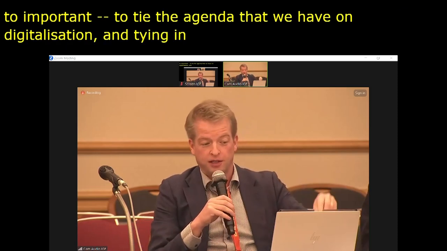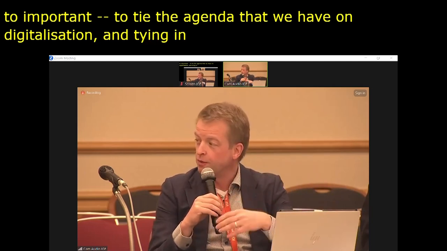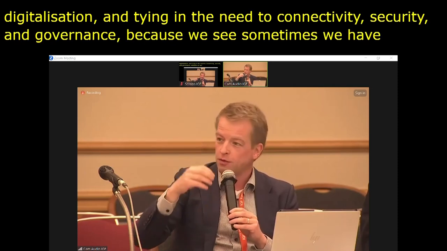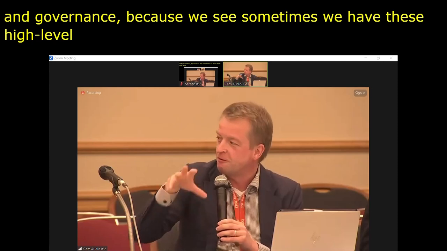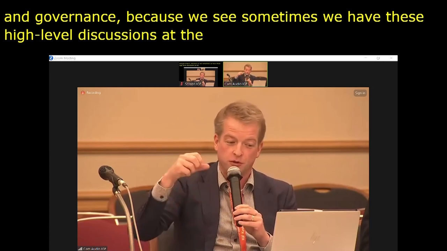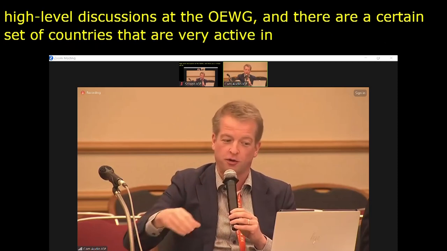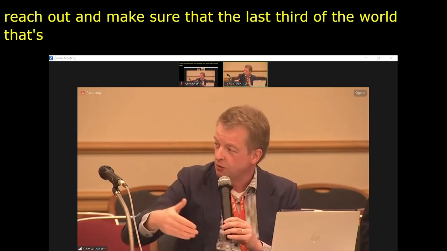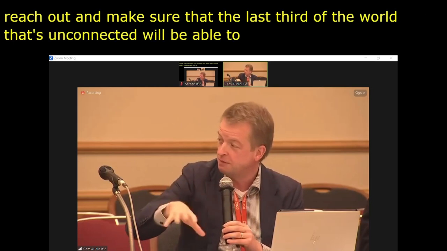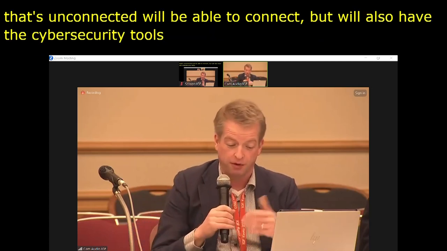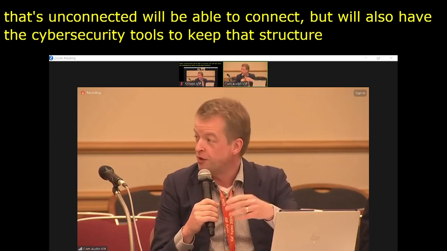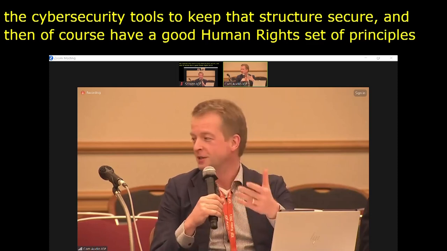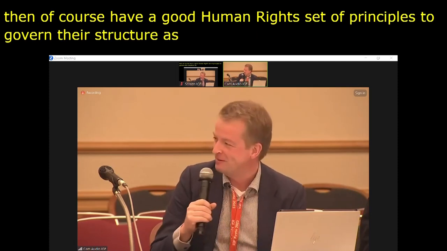to connect connectivity, security, and good governance, because we see sometimes that we have these high level discussions at the OEWG that are very difficult, and it's a certain set of countries that are very active in that. We need to reach out and make sure that the last third of the world that's unconnected will be able to connect, but that they also will have the cybersecurity tools to keep that structure secure, and then of course have a good human rights set of principles to govern that structure, as Alison pointed out in much more detail. Thank you for that. I think I will leave it at this. Thank you so much.